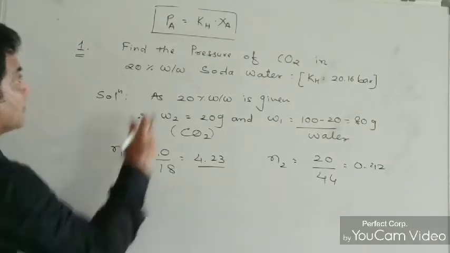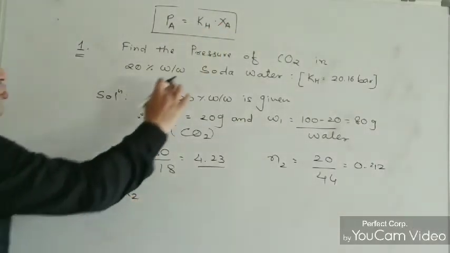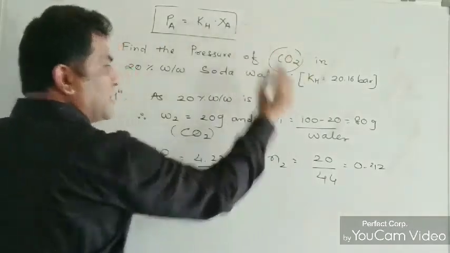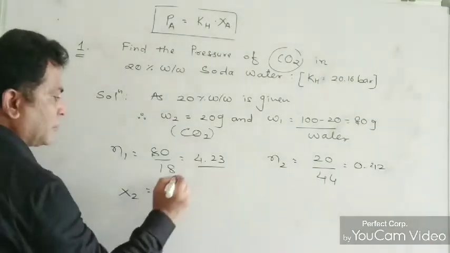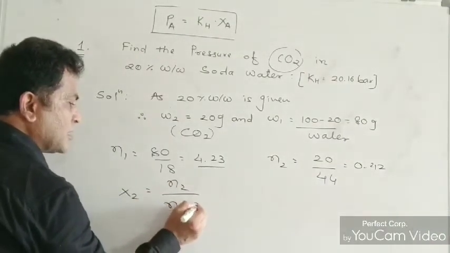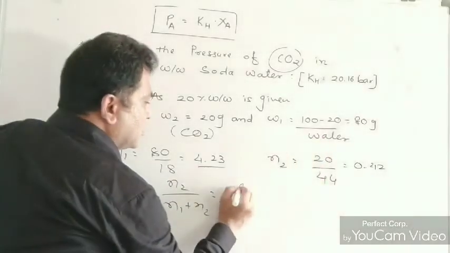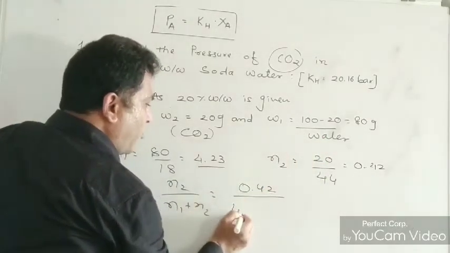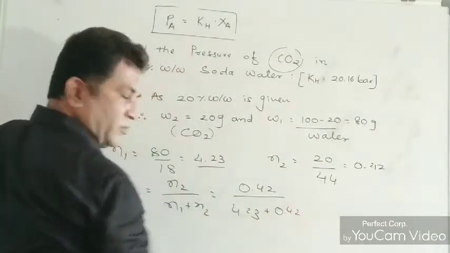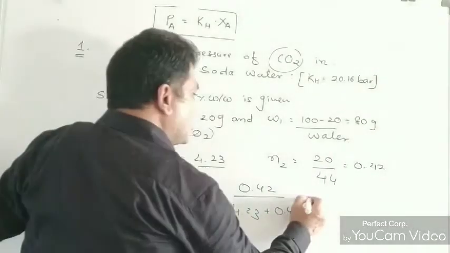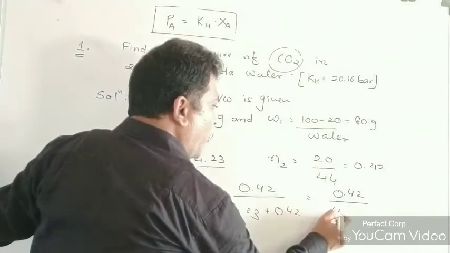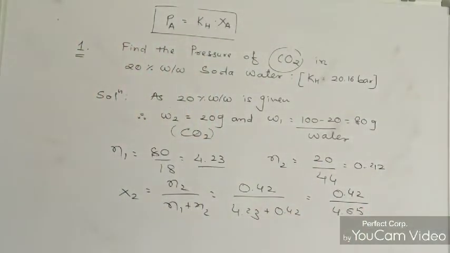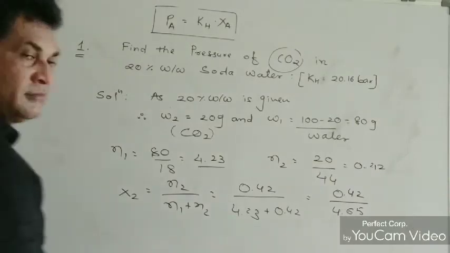Now you want to find XA. XA means, what do we have to find? We have to find the pressure of carbon dioxide in soda water. So we have to find X2, the mole fraction of X2. So X2 is equal to N2 upon N1 plus N2. So what is the value of X2? 0.42 divided by 4.23 plus 0.42, that is equal to 0.42 divided by 4.65.